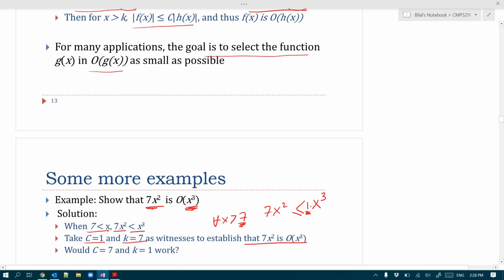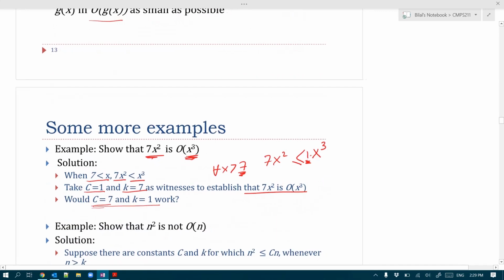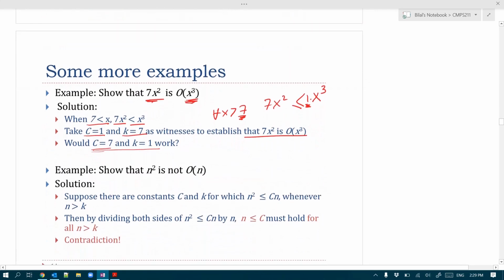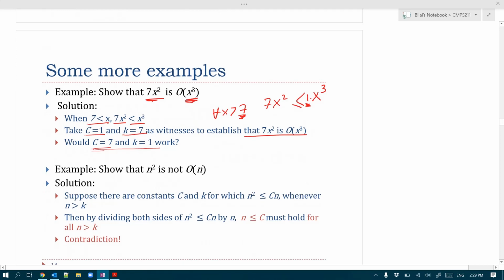You can notice that this also works for k equal to 1 and the constant c equal to 7. But is it always feasible to find those pairs? Actually, it's not, because, for example, you cannot show that n squared is of the order of n. No way a quadratic function would be dominated by a linear function. No matter how far you push it with a constant, the quadratic function would always exceed that linear function.